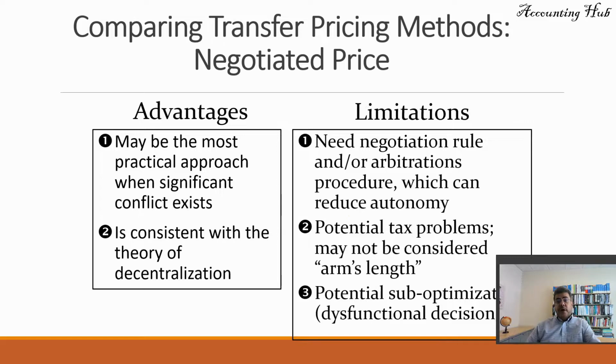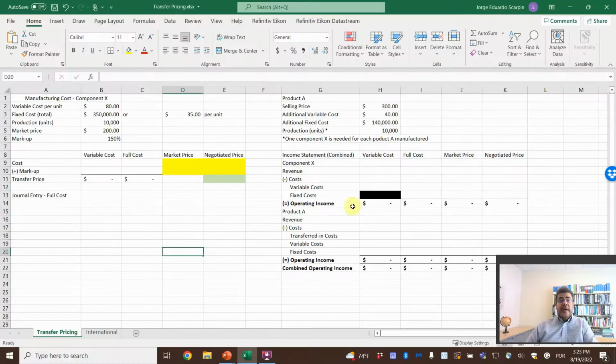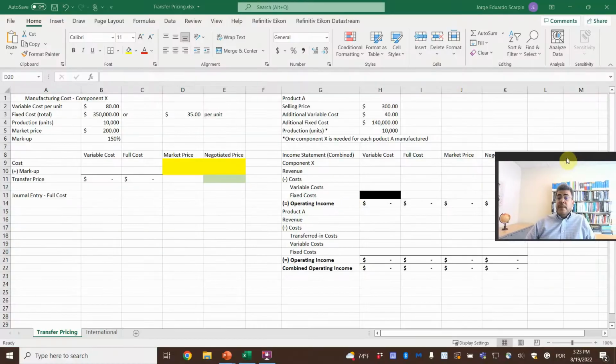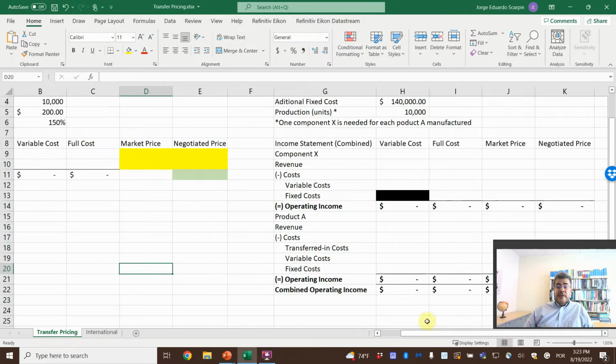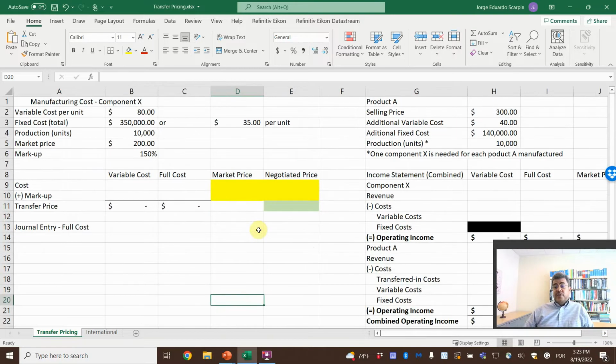But how do they work? So let's go to our Excel file here. By the way, this Excel file is free, just like all our Excel files on Accounting Hub. And the link to download this Excel file is also in our video description.